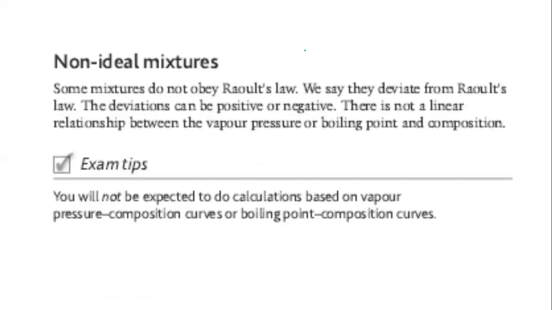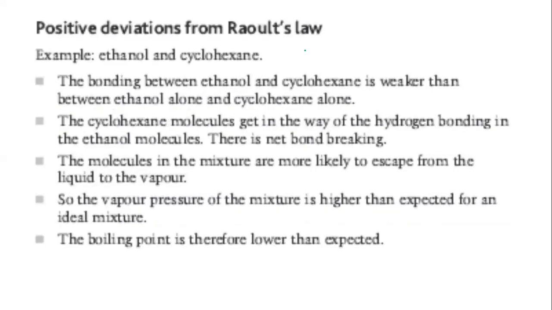Now, some mixtures do not obey Raoult's law. This means that the relationship between the vapor pressure or the boiling point and the mole fraction is not really linear. It's not in a straight line like you saw in the other graph. So you can have a positive deviation from Raoult's law or you can have a negative deviation from Raoult's law.